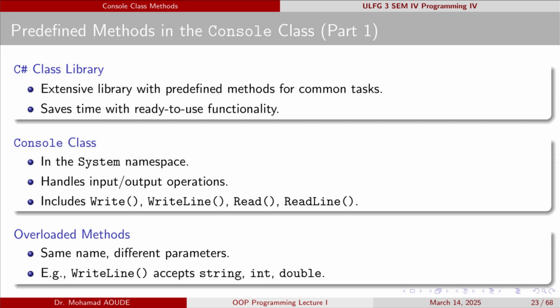C# offers a huge standard library with predefined methods, ready for you to use without writing everything from scratch. One of the most common classes is Console, part of the System namespace. With Console, you can write output, read input, and control the user's interaction with the terminal easily. Examples include Write, WriteLine, Read, and ReadLine. This library saves you hours of work by handling all the low-level input and output operations for you.